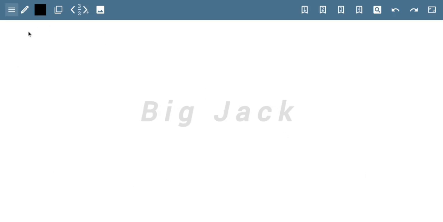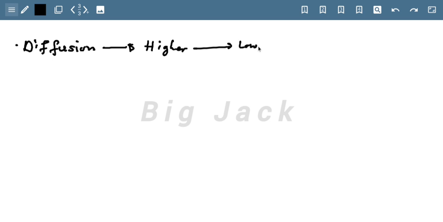Apart from that one, you need to know diffusion. For diffusion, you need to know the definition and the examples in which diffusion occurs. Diffusion is the random movement of particles from the region of high concentration to the region of lower concentration. That is the difference from osmosis, where you move from lower to higher.